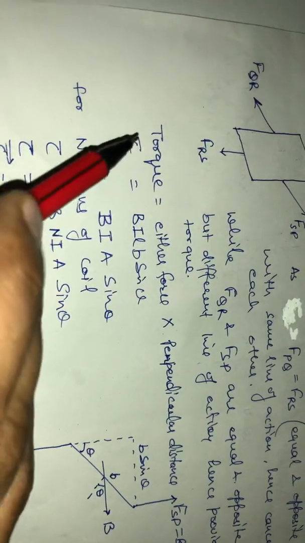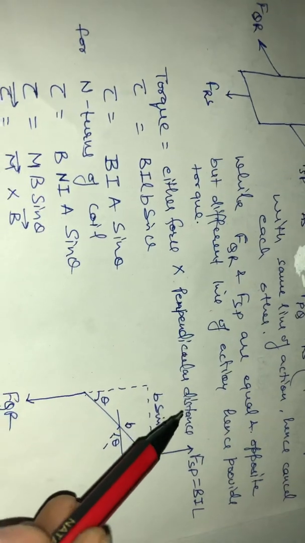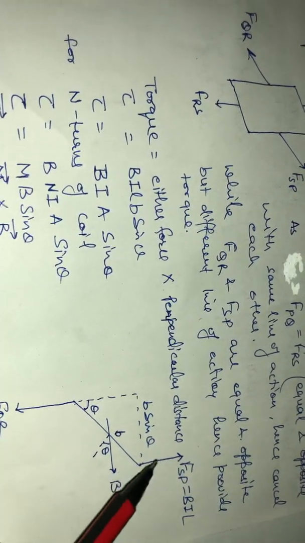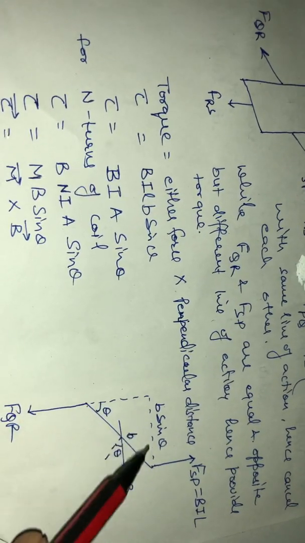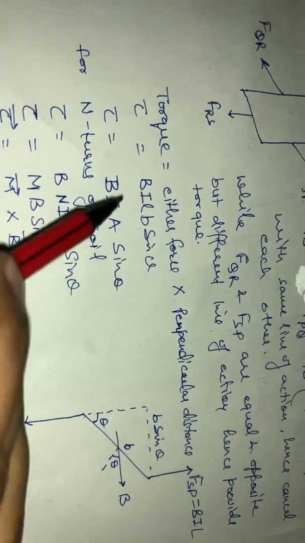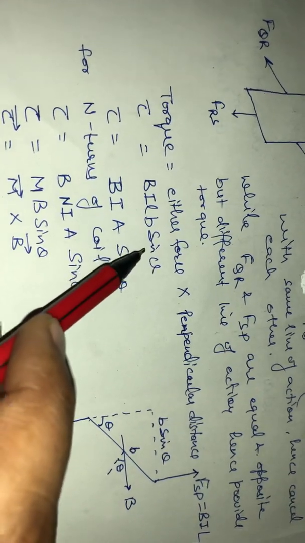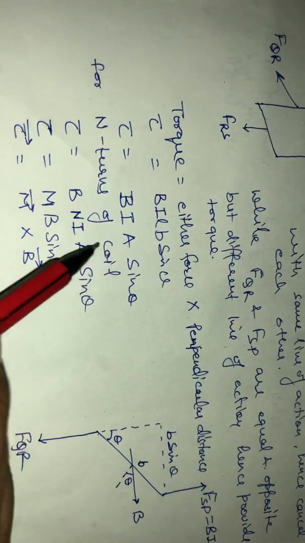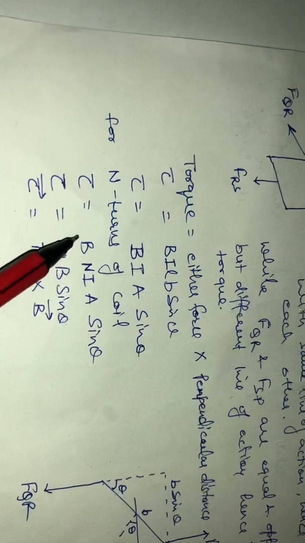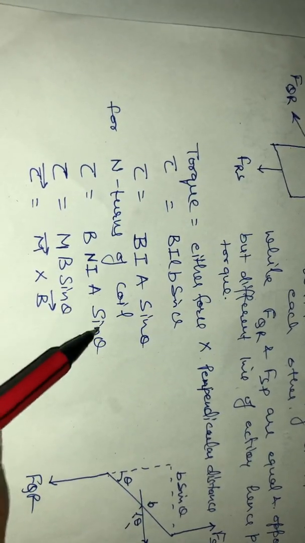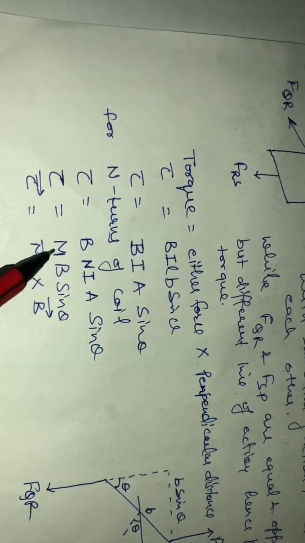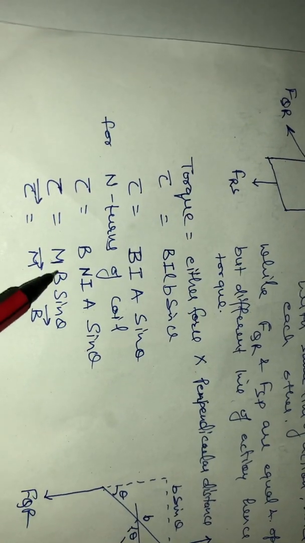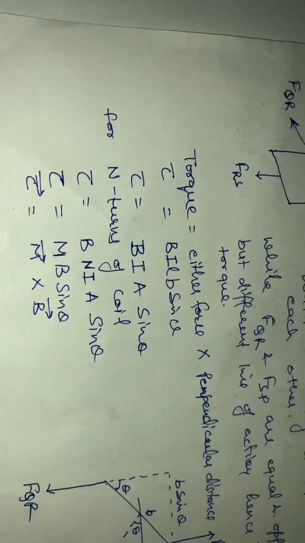Then torque is force into perpendicular distance. Force is BIL, and we take the perpendicular distance, that is B sine theta. So torque is BIL into B sine theta. Length into breadth is area. If n is the number of turns of the coil, then we get torque as nBIA sine theta. Number of turns into current into area is the magnetic moment M. So torque is MB sine theta, or we can say torque is M cross B.